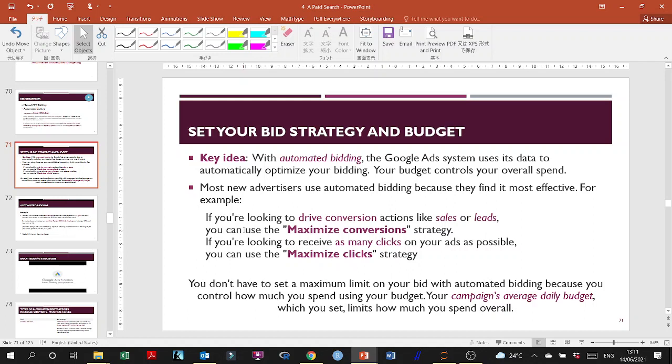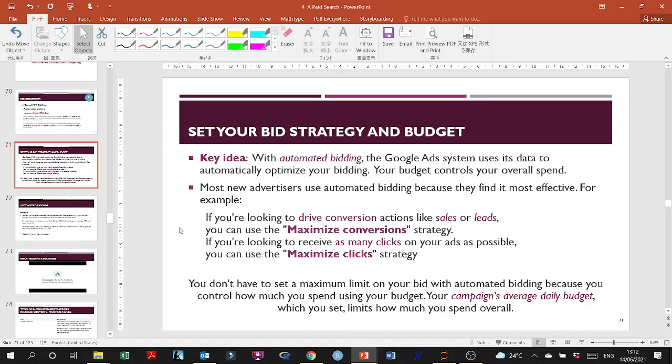If you're looking to receive as many clicks as possible, like traffic, you need to maximize clicks. So it's easy going. Then let's talk about what if you don't have anything in mind at the very beginning. Of course, Google will do the optimization for you on its own, just to help you create your first Google Ads search ad, and then it will do the work for you.